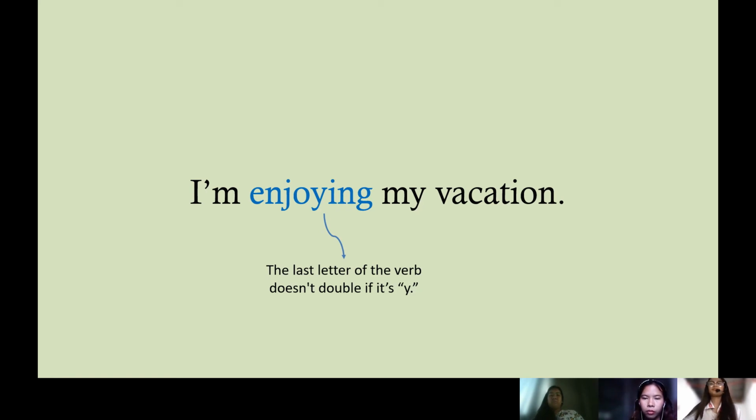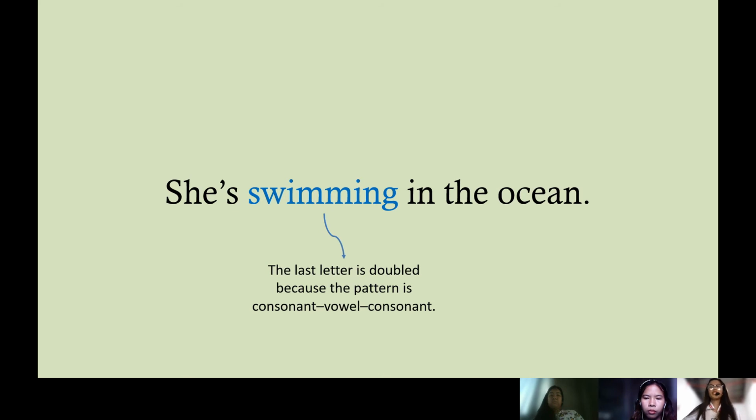letters or suffix. Next, she's swimming in the ocean. So the last letter is doubled because the pattern is consonant, vowel, consonant. So we have the consonant, vowel, consonant. That is why when we are going to change swimming into a present participle or gerund, you need to double the letter M. Gets ba? Yes, gets po, the verb, ma'am. Yes. Okay, that's great.